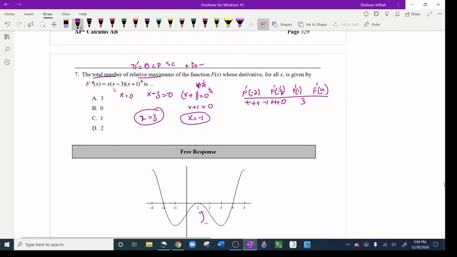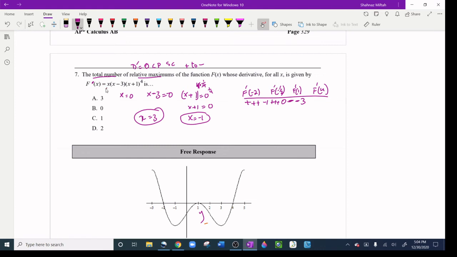Plug in 1. If I plug in 1 here, that's positive. If I plug in 1 here, that would be negative. If I plug in 1 here, obviously that's positive. So positive times negative is negative. Negative times positive is negative again. So this is negative. Erase that. Then I'm going to go back and plug in 4.